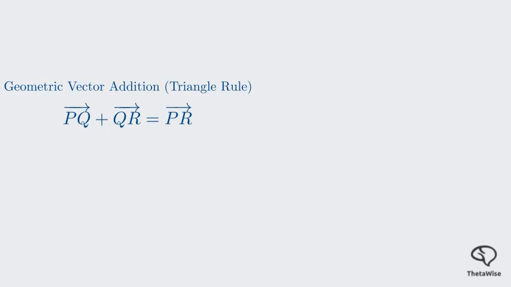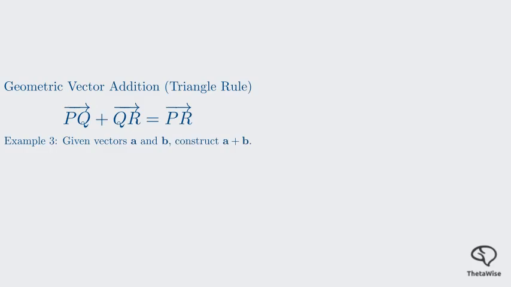Step 2. Draw the second vector B so its tail is at the head of vector A. Step 3. Draw a new vector from the tail of A to the head of B. This new vector is their sum, A plus B. Let's apply this rule to a specific example.